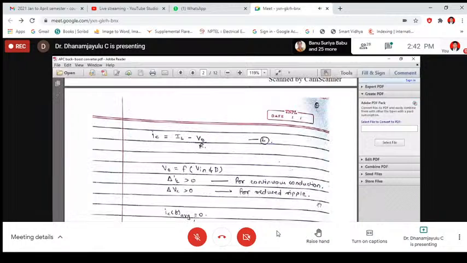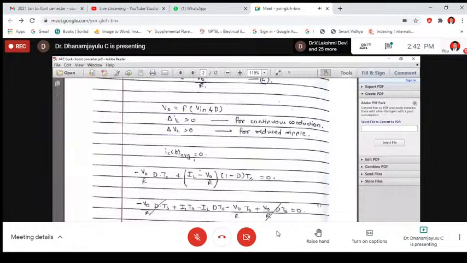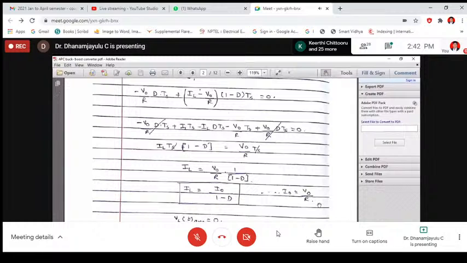And you can calculate the delta IL and delta VC for conduction mode and ripple mode. So for IC of T, the average is equal to 0, then you can calculate the average ripple current, that is minus V0 by R into D into TS plus IL minus V0 by R, that is 1 minus D into TS, is equal to 0. Then you can calculate the inductor current IL value, that is V0 by R into 1 by 1 minus D. So IL equal to I0 by 1 minus D, whereas I0 equal to V0 by R.